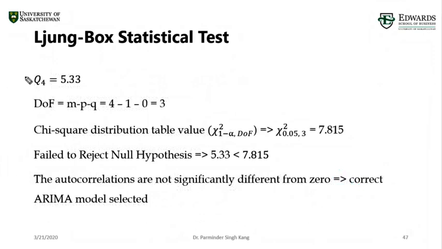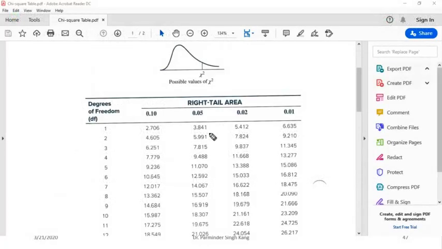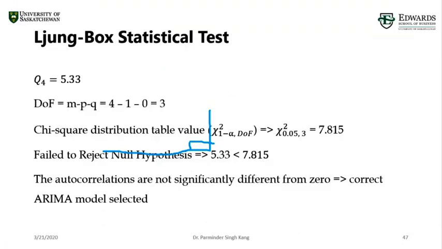Let's apply this based on what we got. We have the calculated value at 4 lags, 5.53, and we already have degrees of freedom as 3. From here we get the chi-square value from the distribution table. You already have the distribution table provided on Blackboard. At 3 degrees of freedom, we have the value 7.815, right? Okay, so let's go back to our slides.